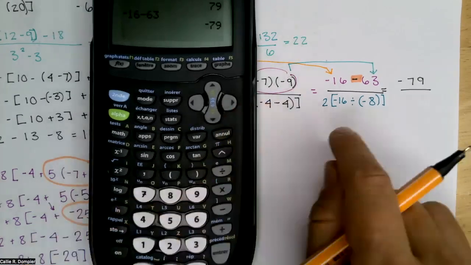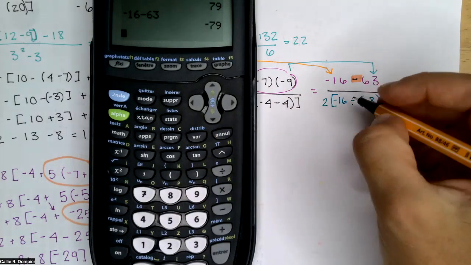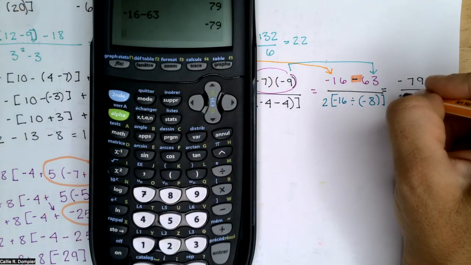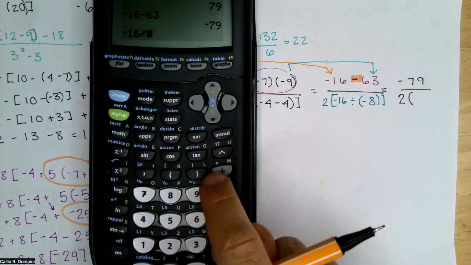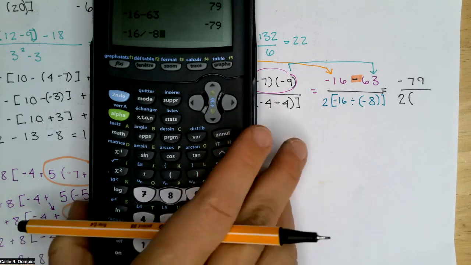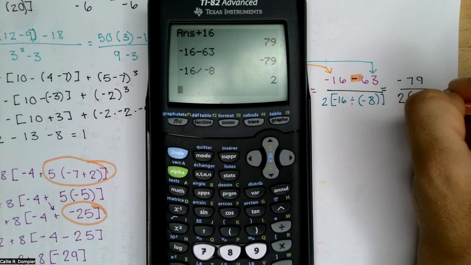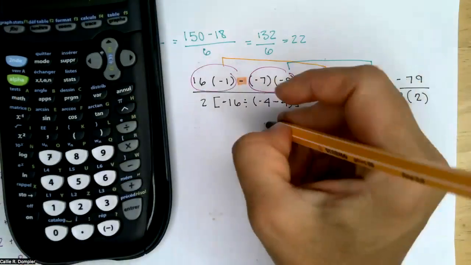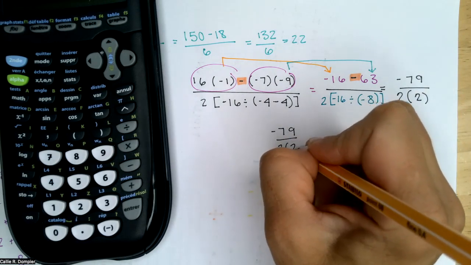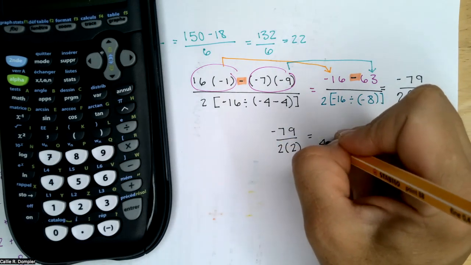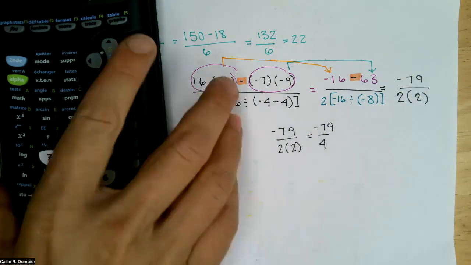Okay, now we need to do inside the parentheses. So -16 divided by -8. So we're going to say 2 times -16 divided by -8. We know it's going to be a positive, right? Because a negative divided by a negative is positive. So it's 2 times 2. -79 divided by 2 times 2. 2 times 2 is 4. So we have -79 over 4 for our last one.